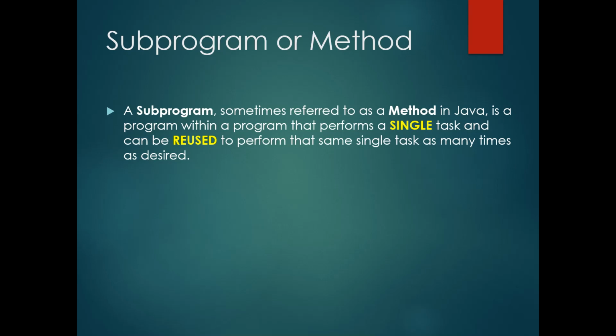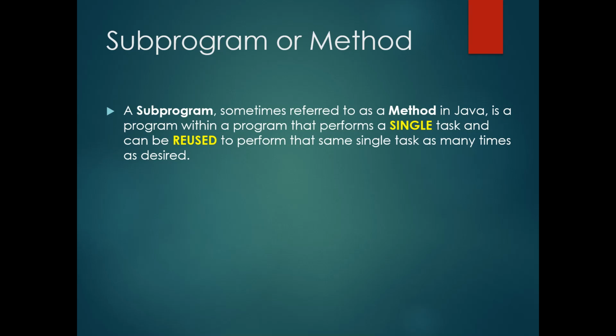A subprogram, sometimes referred to as a method in Java, is a program within a program that performs a single task and can be reused to perform that same single task as many times as desired. Well, isn't that just the stamp? The stamp is that exact thing. It performs a single task and it can be reused to perform that same single task as many times as we desire. That's what our goal is.